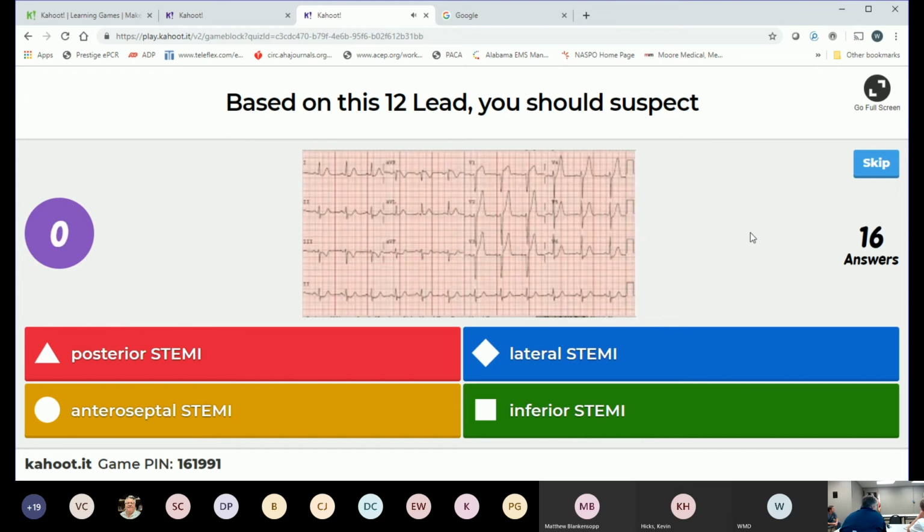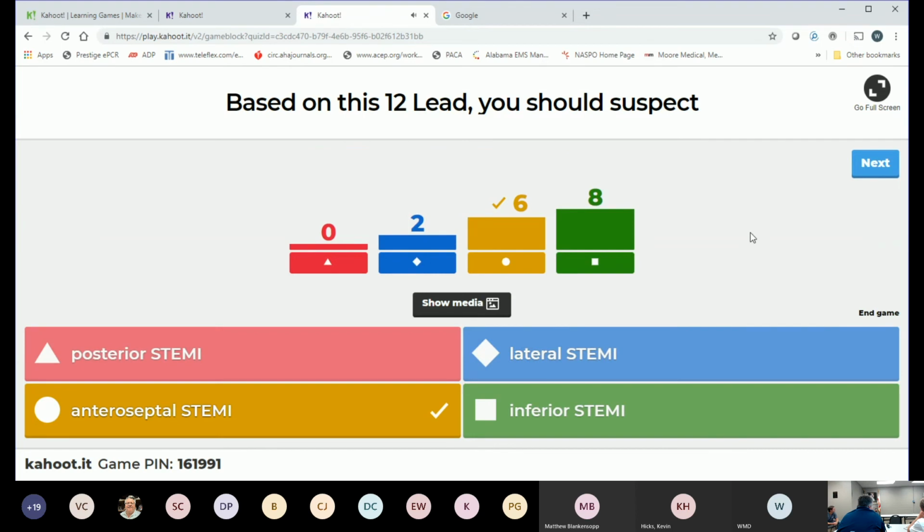Oh my God. All right, so that was anterior septal STEMI. Unfortunately, most of you picked inferior. That was not the case whatsoever. We saw a big, huge ST elevation in V1 through V4, which would indicate anterior septal STEMI.